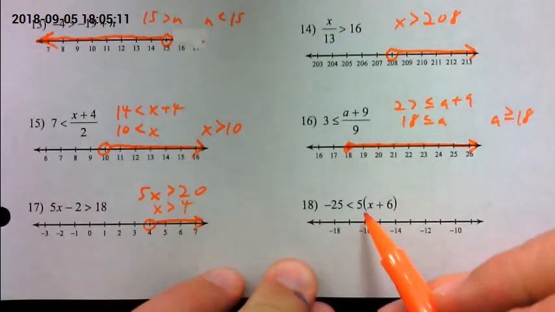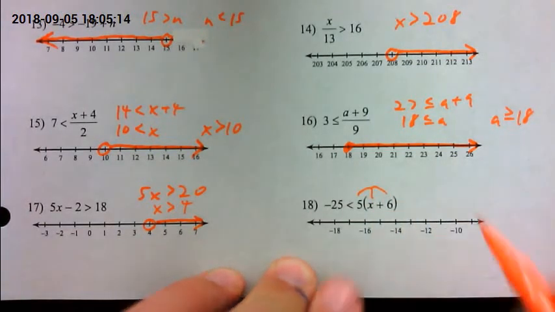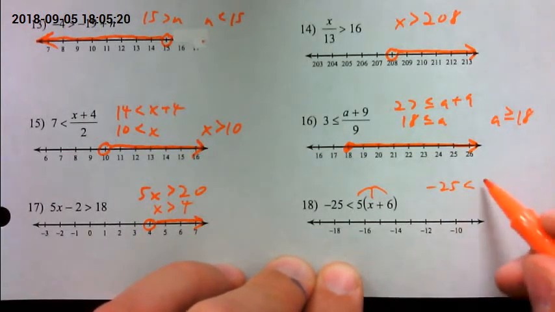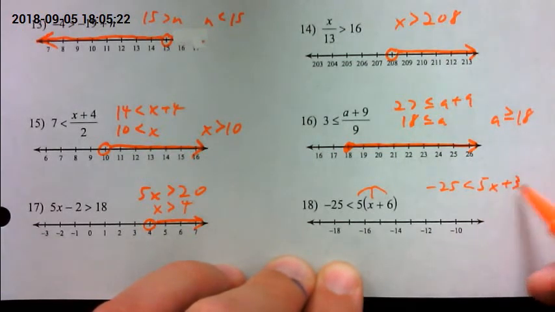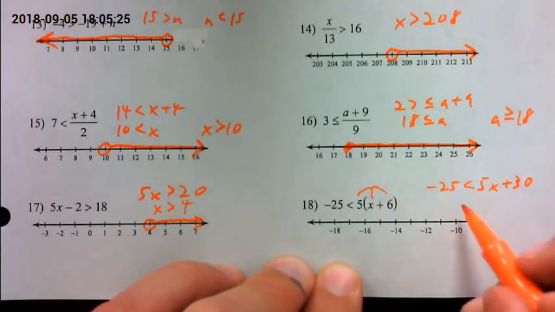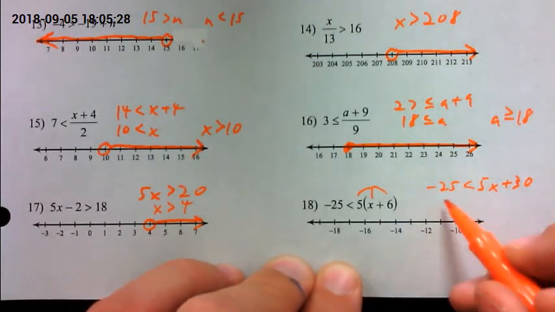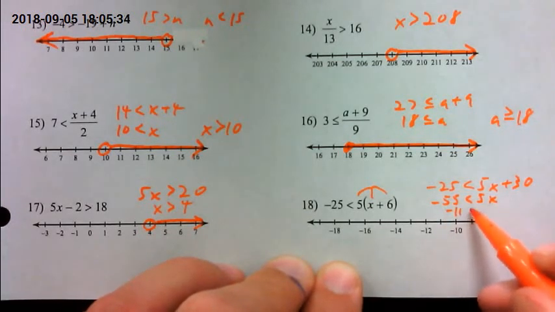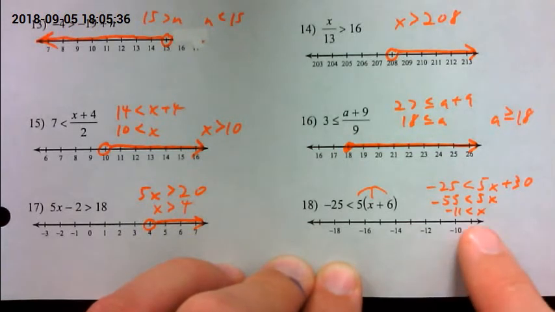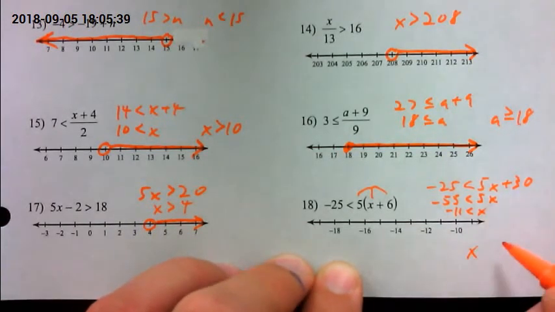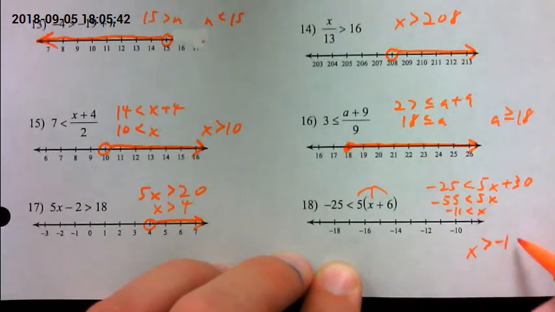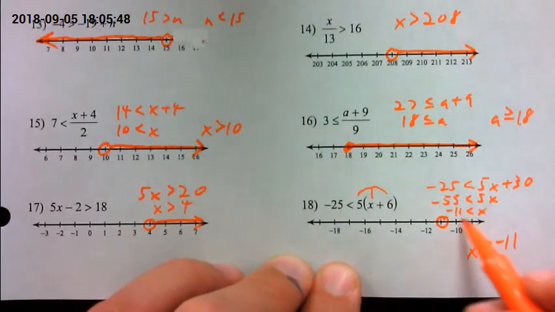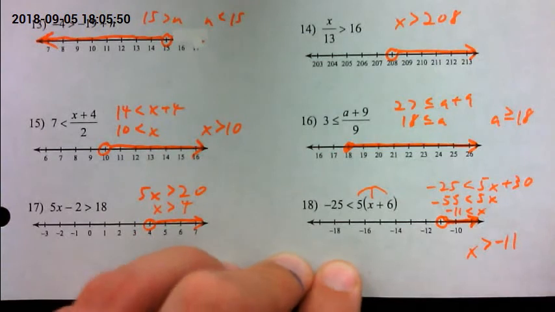On 18, we're going to distribute the 5 to both of those. So we're going to have negative 25 is less than 5x plus 30. Bring the 30 across. So we're going to subtract it. It's going to give us negative 55. Divide by 5, and we get negative 11. Now, again, flip it over so that we can read it properly. X is greater than negative 11. So at negative 11, we have an open circle, and it's everything greater than negative 11.